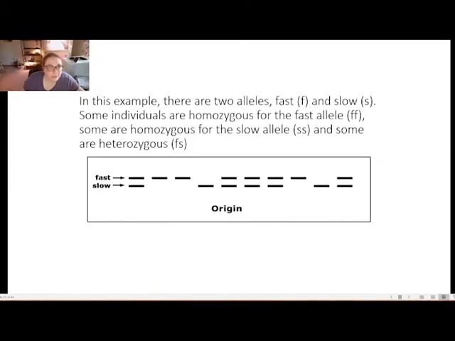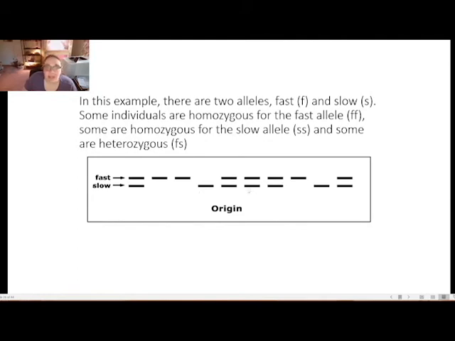So, for example, if you had 2 alleles, a fast allele and a slow allele, some individuals can be homozygous for the fast allele. That would be like this one right here, which only has the bar where the fast allele is. Picture this as your gel, and it traveled up there because it was faster. Some are homozygous for the slow allele. So this one right here only has a bar for the slow allele.